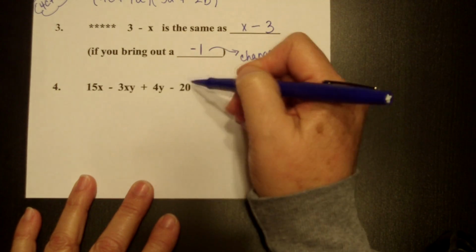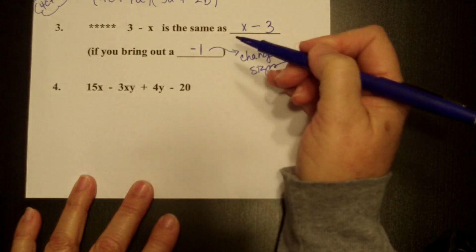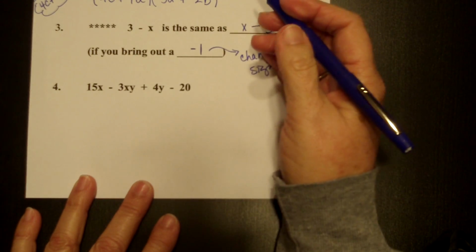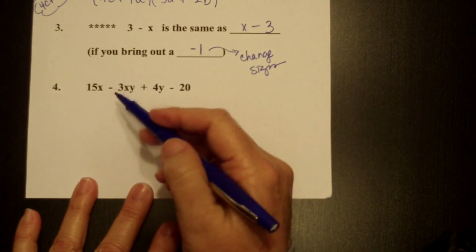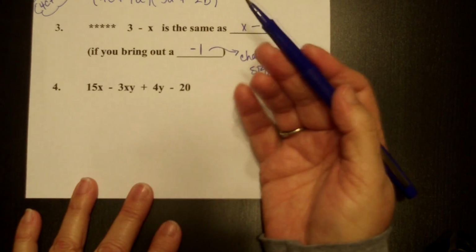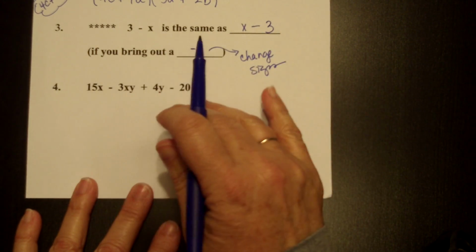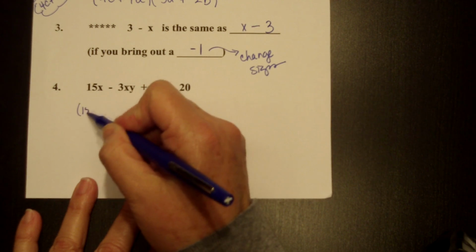Is there an x in everything? No. What about a y? No. So we don't have a greatest common factor, but we did look for one. Okay, so now what was the next part? If you didn't have a greatest common factor and we have 4 terms, we're going to group the first 2 together.